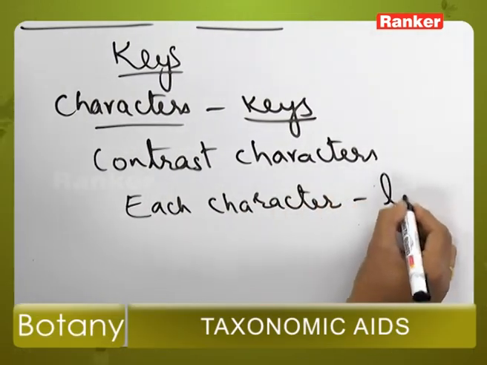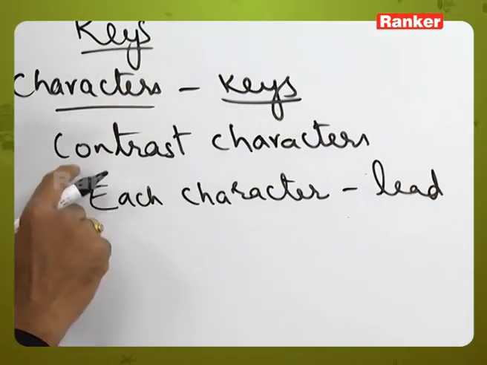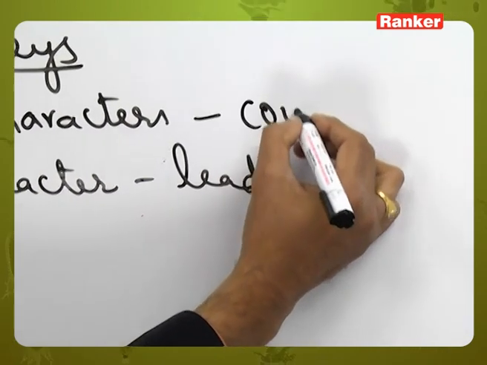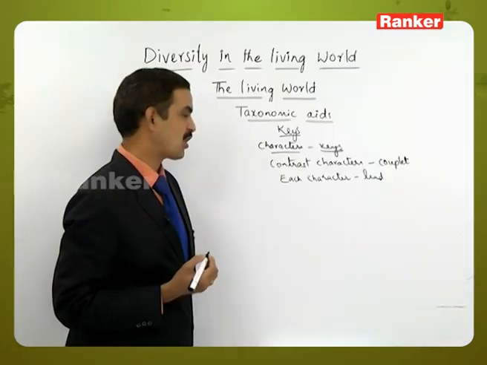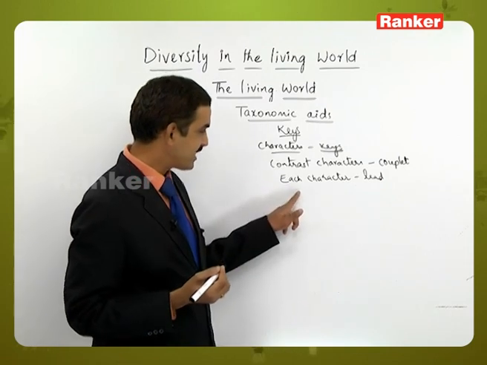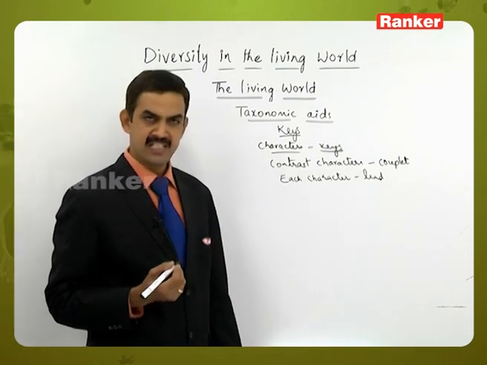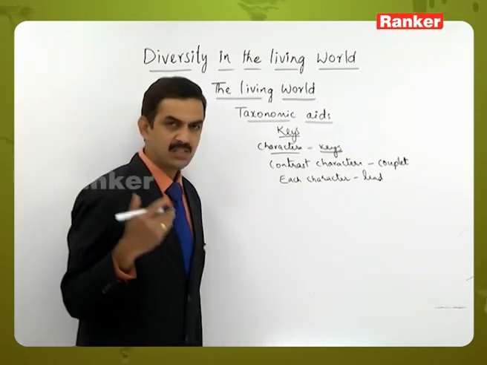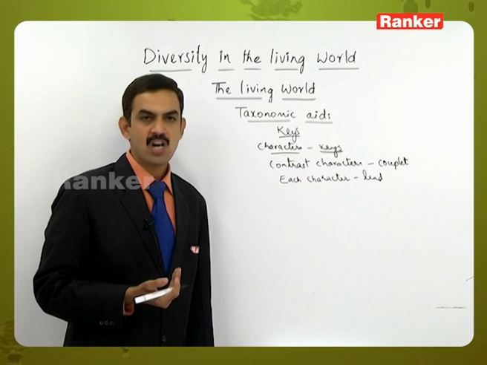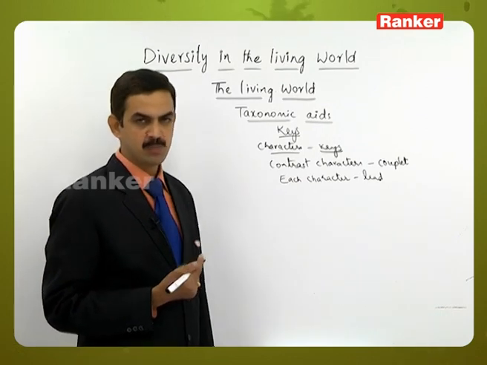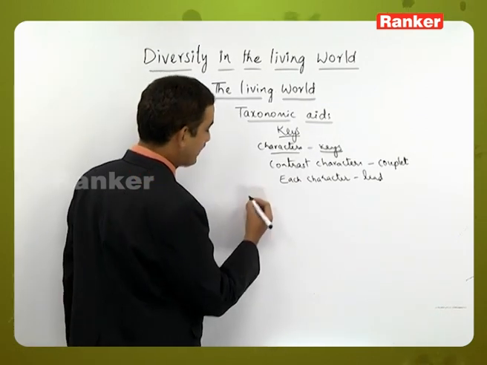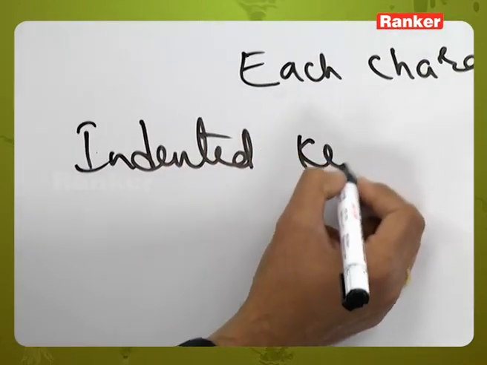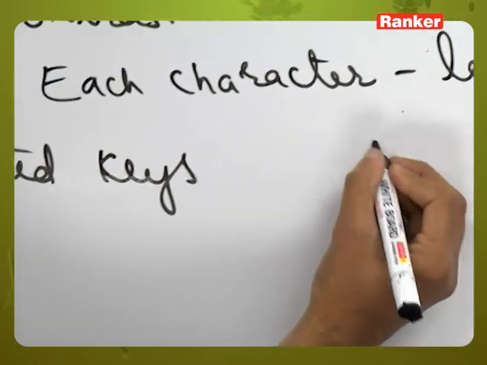Each character is called a lead, and both the contrasting characters in the keys are called a couplet. Each character of that couplet is called a lead. Out of these 2 leads, one will be related to that plant species and the other will be not related, the opposite character of that plant species. And there are 2 types of keys: one is called indented keys and the other is called bracketed keys.